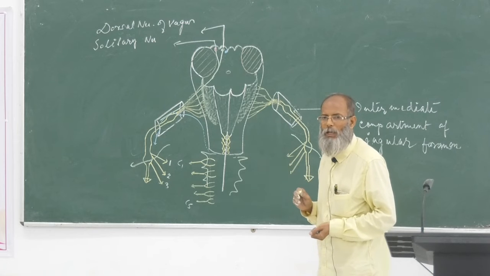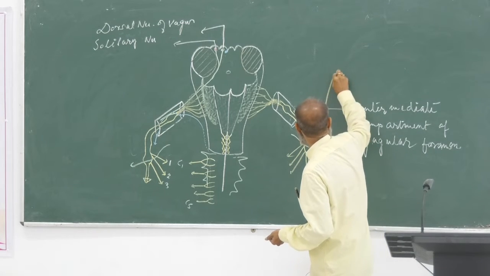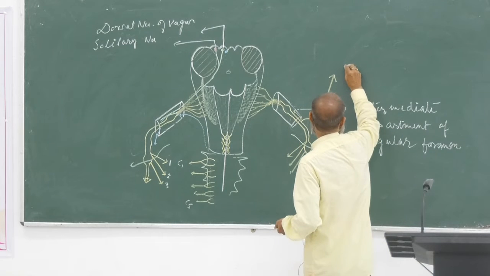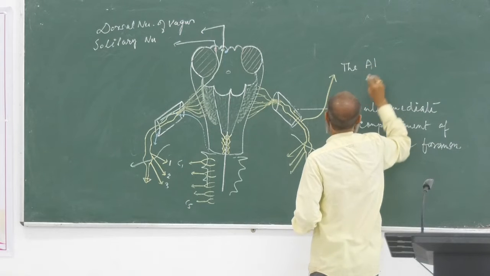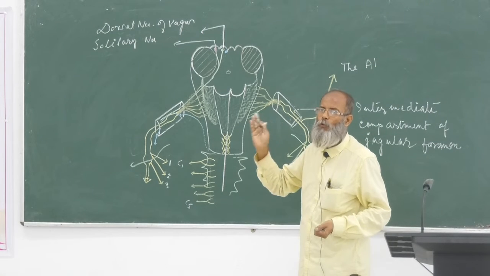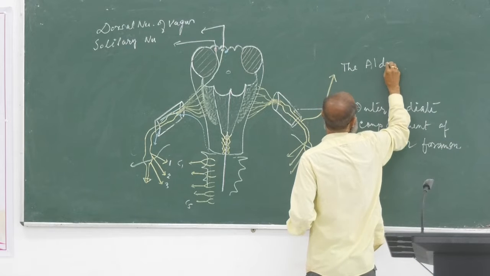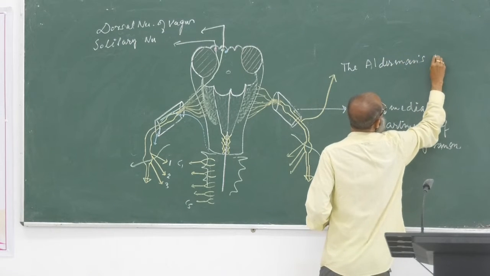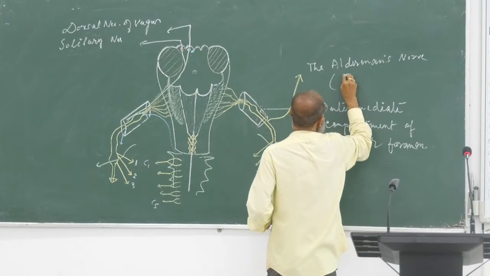A recurrent meningeal branch, and the other one is Arnold's nerve. That is the auricular branch of the vagus. Auricular branch of vagus, Arnold's nerve. Auricular branch of vagus.